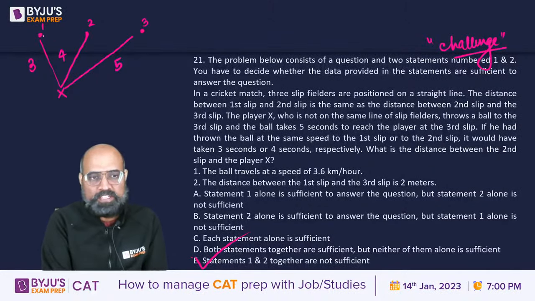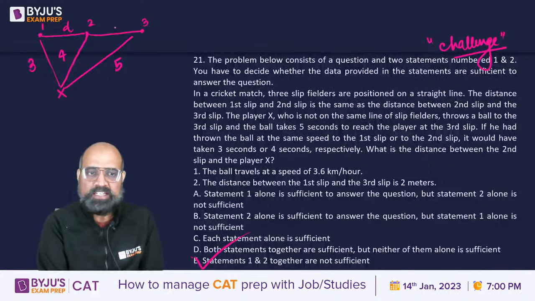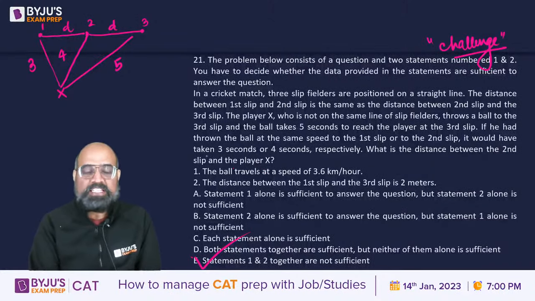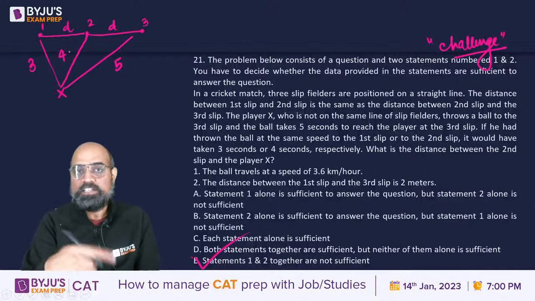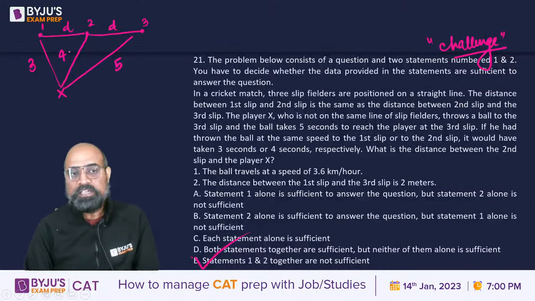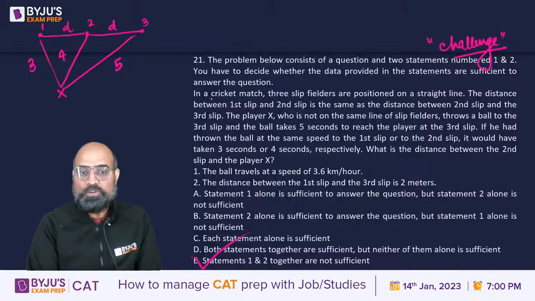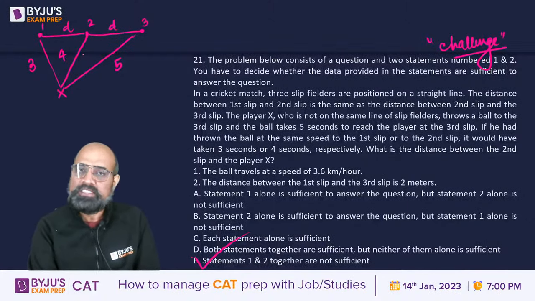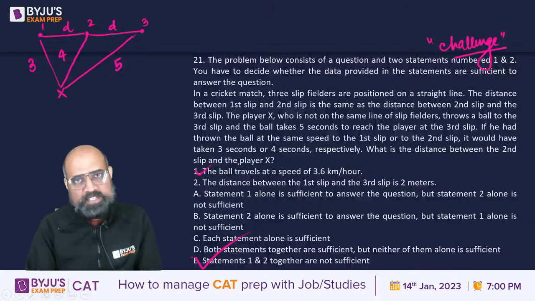Okay, it's also given the distance between first and second slip holder, and second and third is same. So let's call them as D and D, right? What is the distance between second slip and the player X? ये 4 की जगह पे what number shall we put in? Now, of course, if you look at the statements, the ball travels at the speed of 3.6 km/h and it took 4 seconds. तो आपको क्या पता चलेगा कि distance कितना है? पता चल जाएगा ना? ठीक है. So पहले से आंसर लग रहा आ जाएगा.